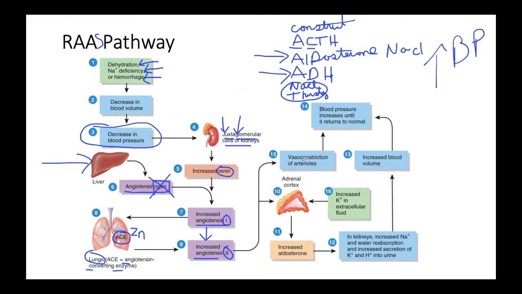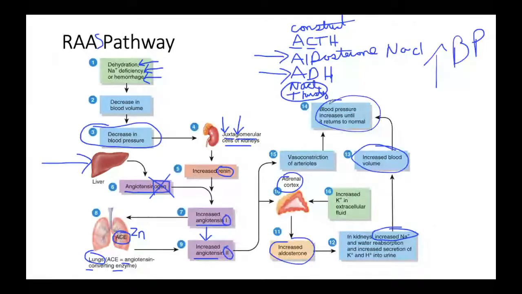Okay? So here it just shows angiotensin 2 going to the adrenal gland, going to the cortex. You're going to increase aldosterone. You're going to increase sodium retention. You're going to increase blood volume, and blood pressure returns to normal. I just went into a little bit more detail. These up here. Pretty cool.